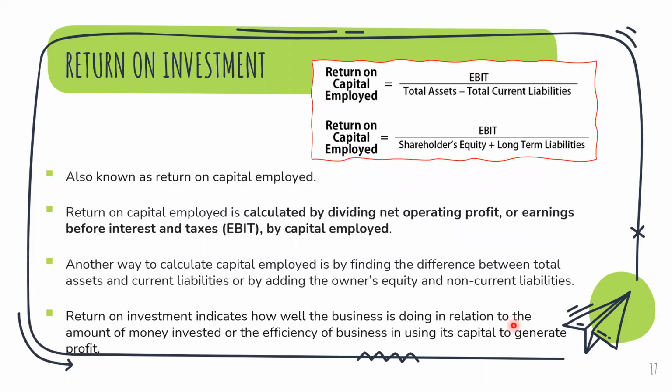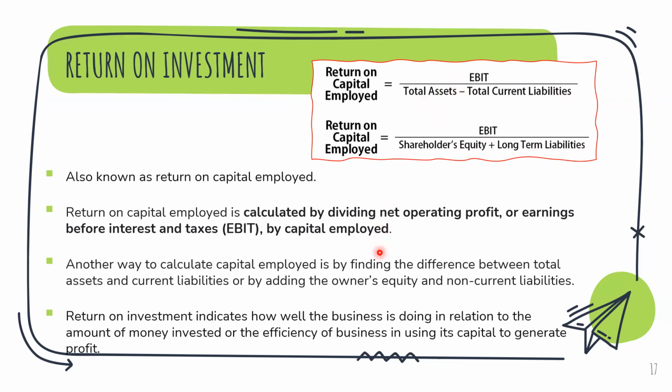Okay, last but not least is the return on investment. Return on investment is also called return on capital employed, ROCE. Okay, the return on capital employed is calculated by dividing the net operating profit or EBIT. EBIT stands for earnings before interest and tax. So alternatively, we will use net profit and divide it by the capital employed.